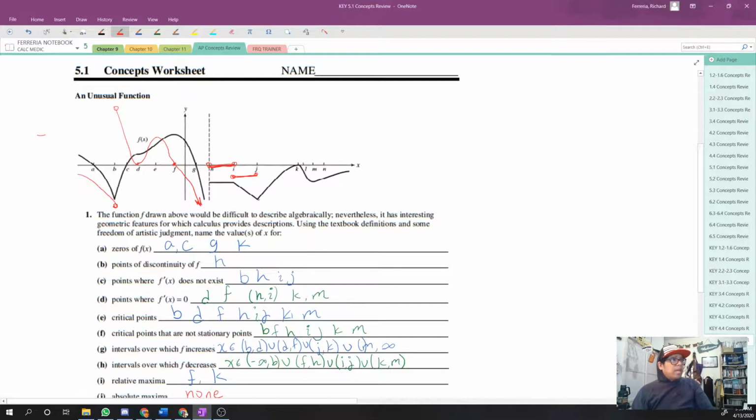Starting from J to K, we have a positive slope, and it's getting closer to 0. I don't know what the slope is here. It looks like maybe a slope of 1. But the slope decreases until we get to K, and at K, we already said that that's a horizontal tangent line. So at K, we have a slope of 0.